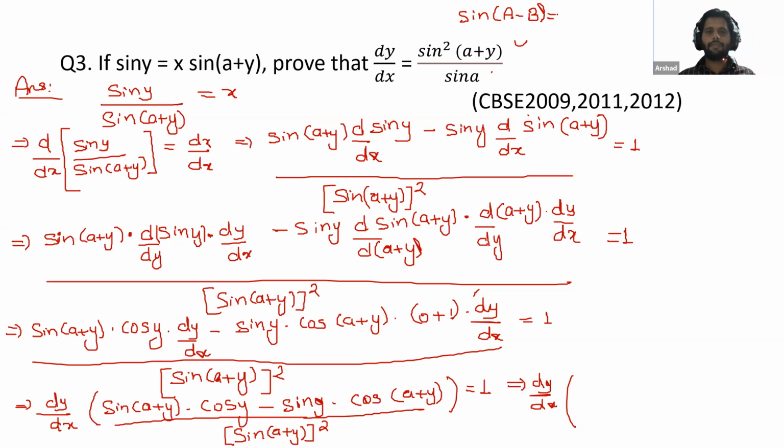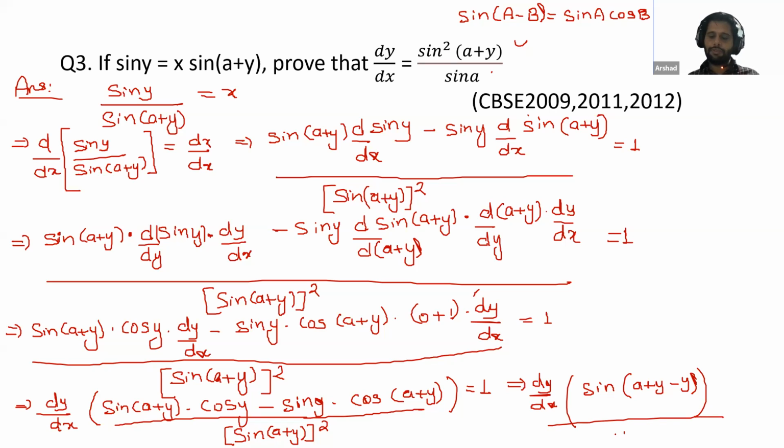Fahad. First, what is the formula of sin(a minus b)? Sin a cos b minus cos a sin b. Okay, so if you check here, we have sin a cos b minus cos a sin b, so we can write this as sin(a minus b), where a is a plus y and b is y. And in the denominator, we can write this as sin square(a plus y).